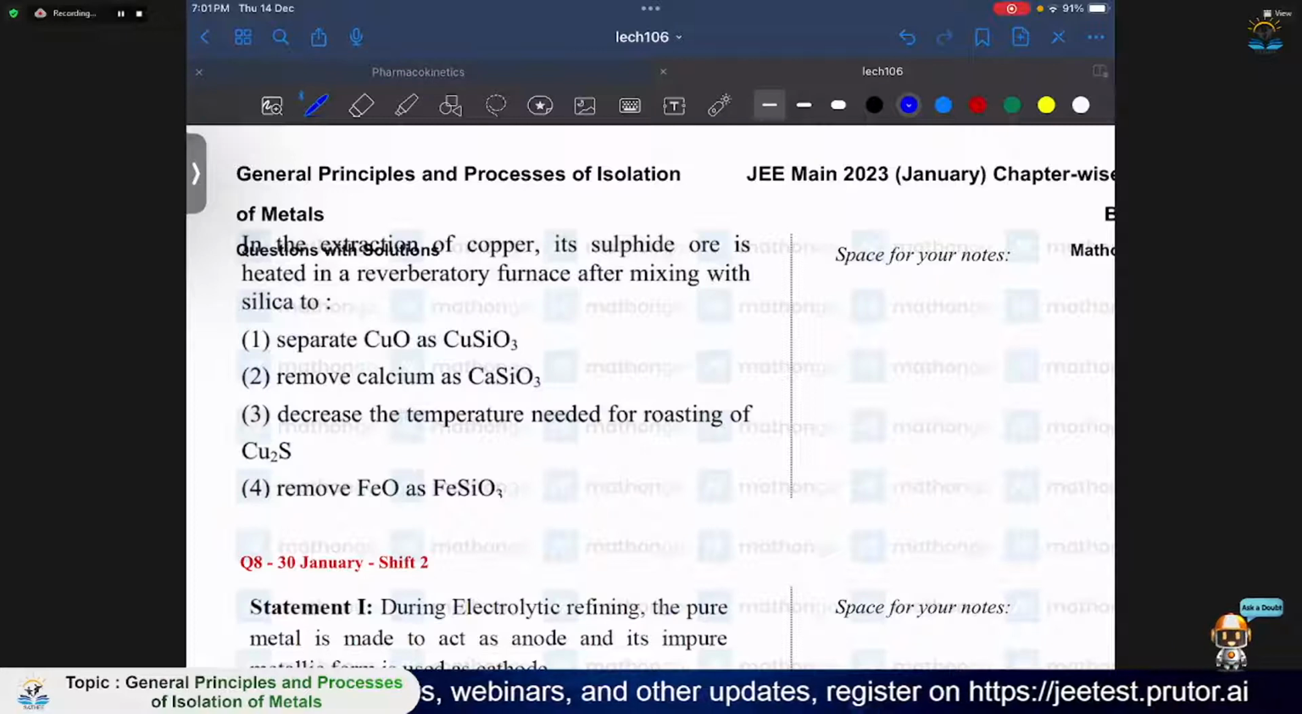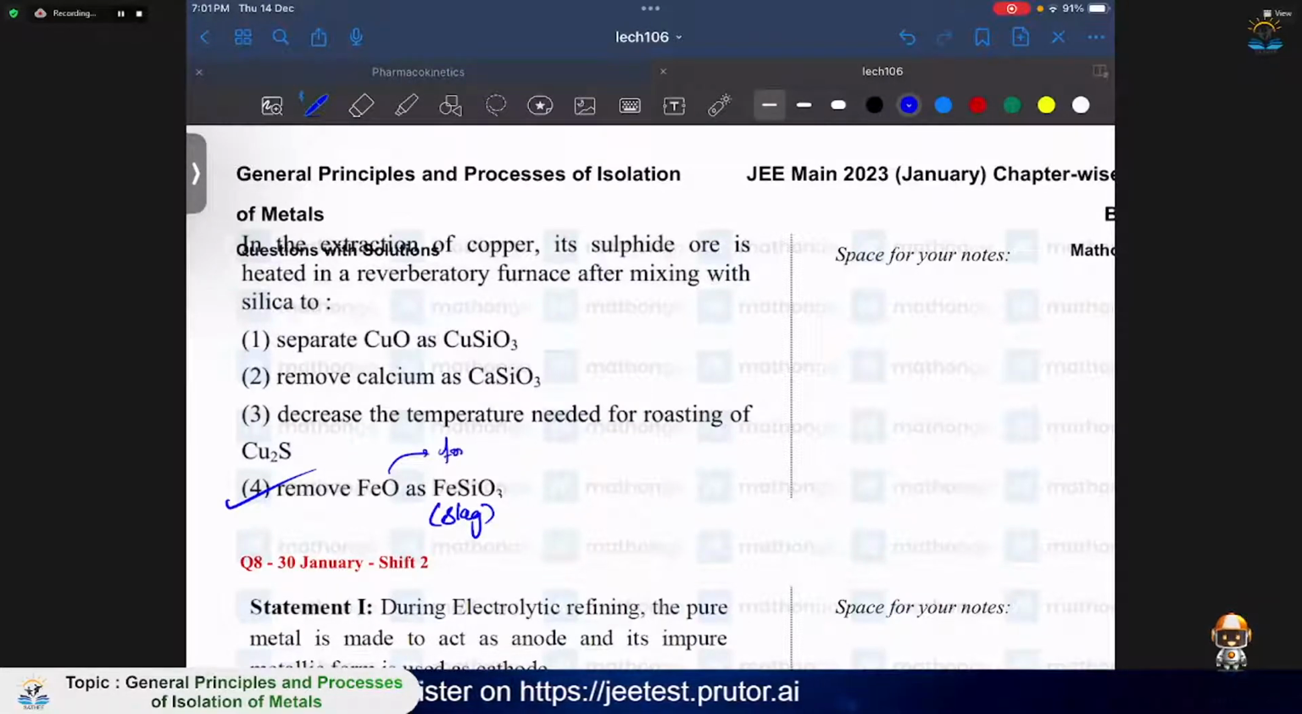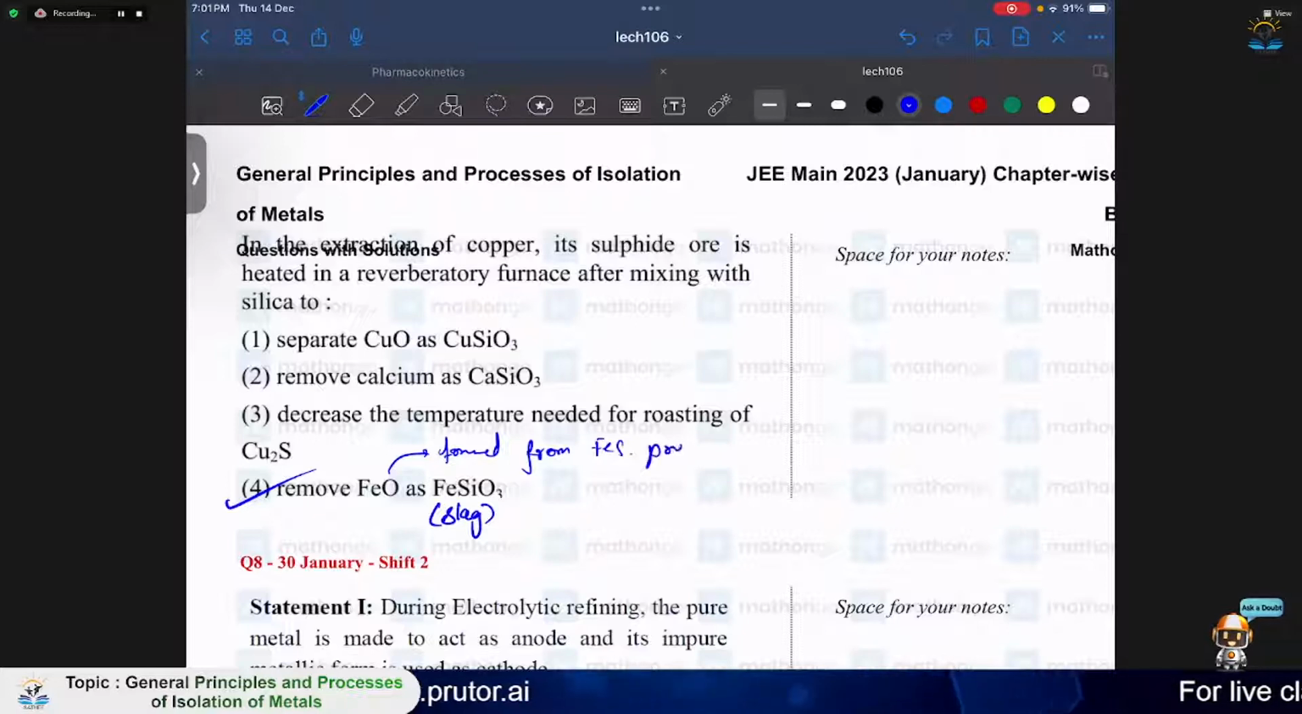So let's go to the question. Why do you add silica? So we know it is to remove FeO as FeSiO3, or to slag the iron oxide that is formed from FeS present in the ore of copper.